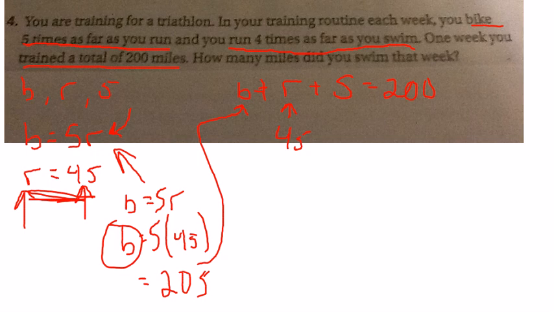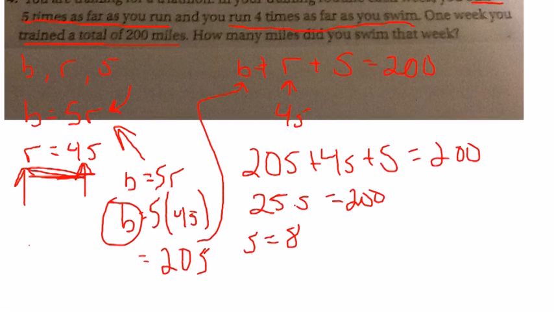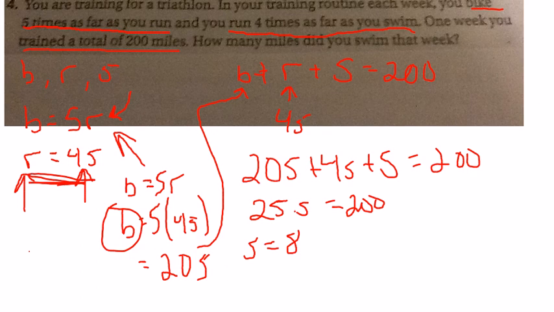So what that gives me is 20S plus 4S plus S is equal to 200. On the left side, I've got 25 S's. 25 times S, and that's equal to 200. Divided by 25, I get S is equal to 8. Alright, so S is equal to 8.